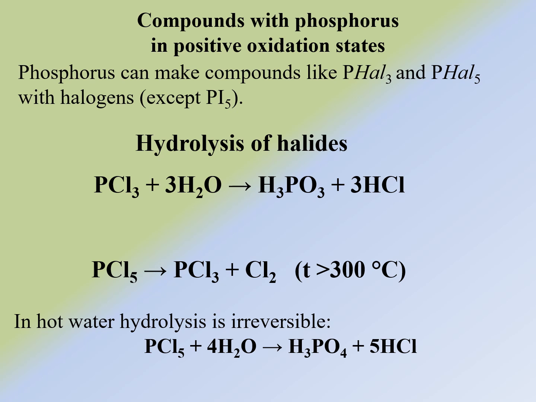Halides of phosphorus like PCl3 and PCl5 can react with water, and they will be hydrolyzed into what? Into HCl and the corresponding acid, where phosphorus is in the same oxidation state as it was in the corresponding halide.